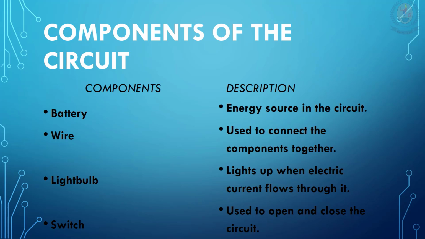The next component is a switch. A switch can be used to open and close a circuit. When the switch is closed, the electric current can flow. What happens when the switch is open? Yes, very good. When the switch is open, the electric current stops flowing. So, we can use a switch to open and close a circuit.